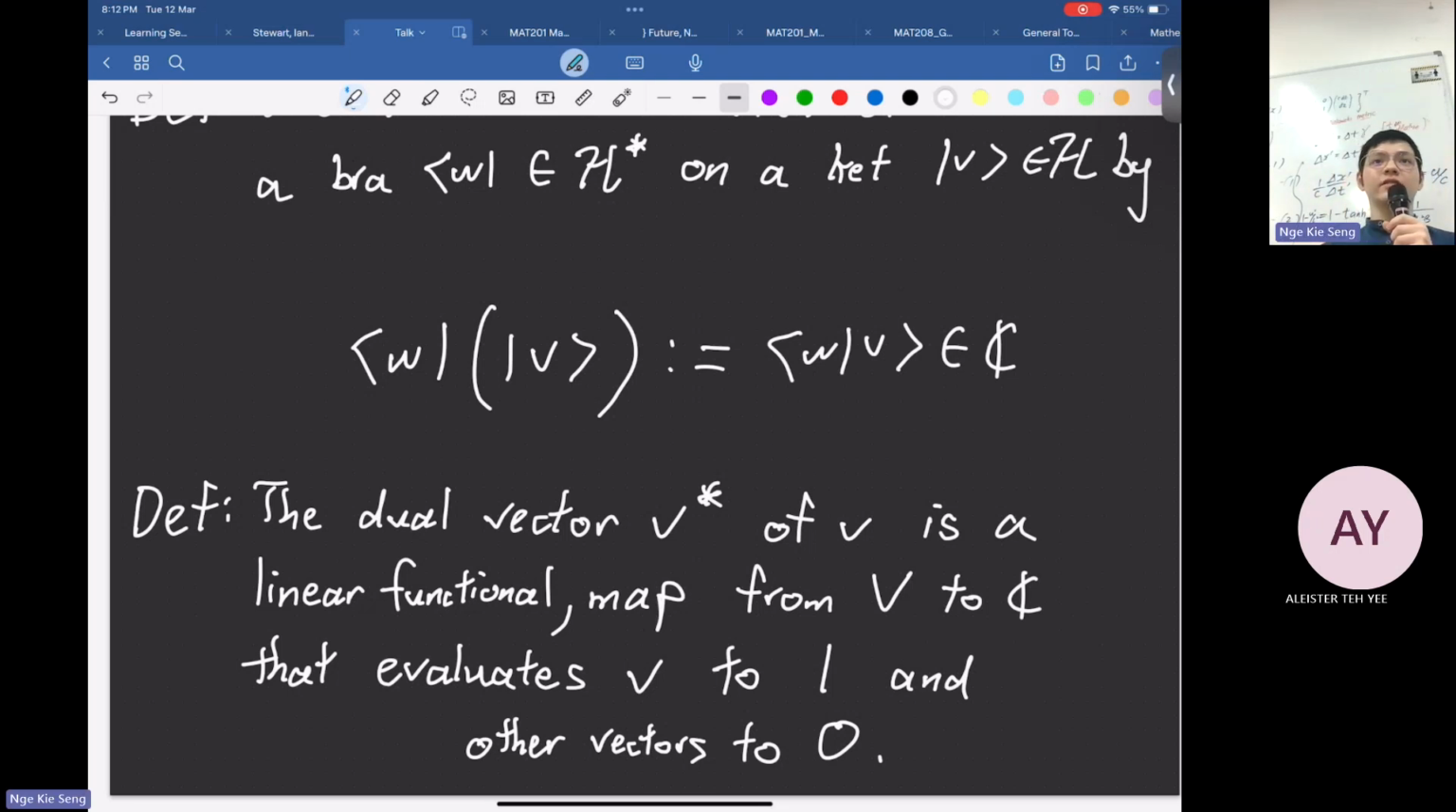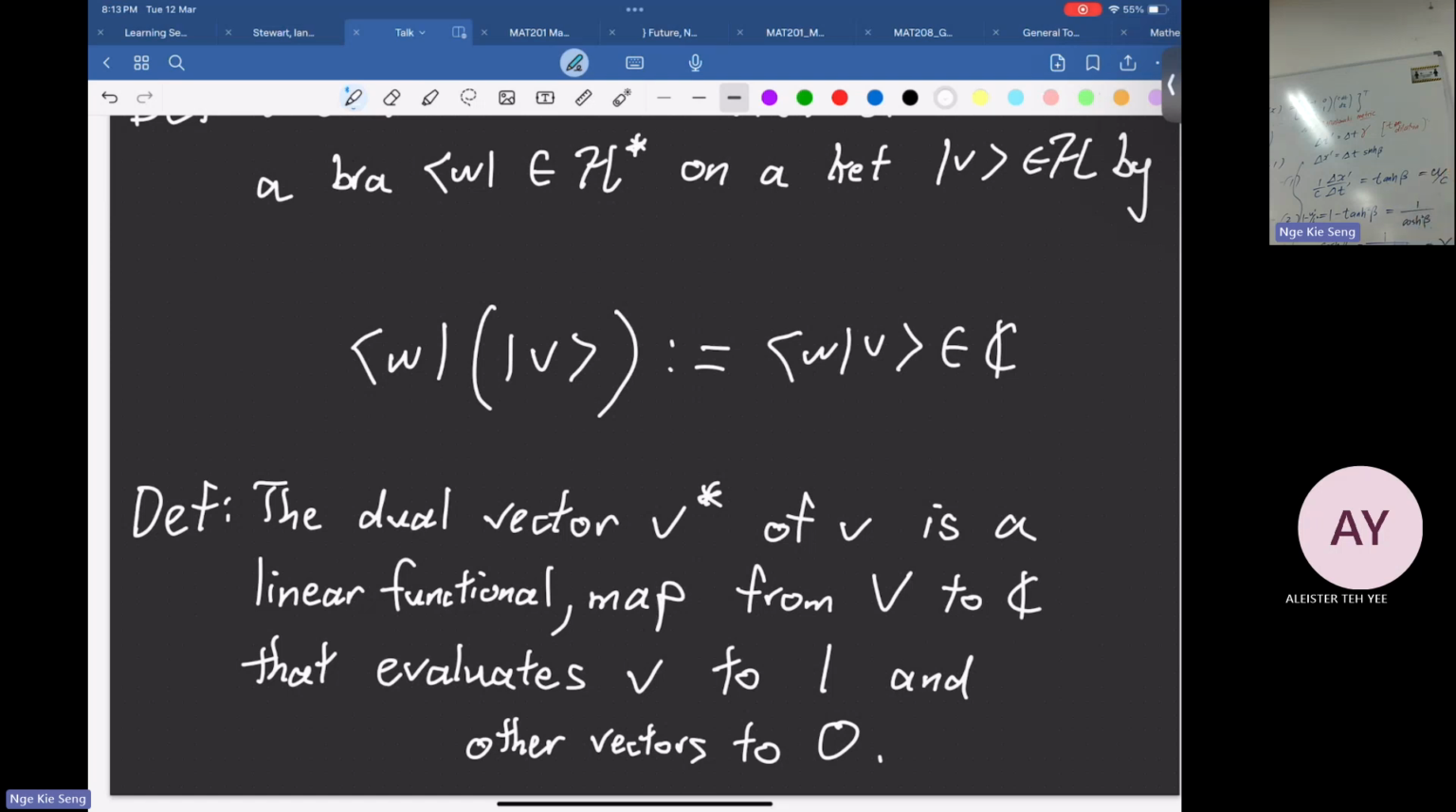Okay, is everyone okay with this? Yeah, so you have a vector. If I take V dual, meaning what? I take the linear map, or we call it a linear functional in this case, that evaluates the vector V to 1 and the others to 0. That's all. I can only read V. I cannot read other vectors. This is the linear map. That's all.